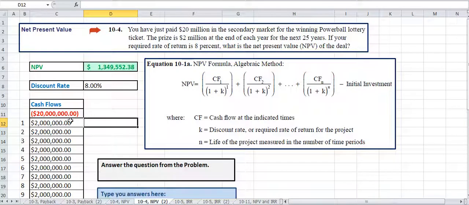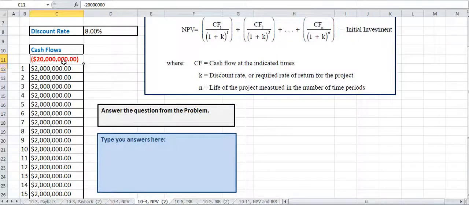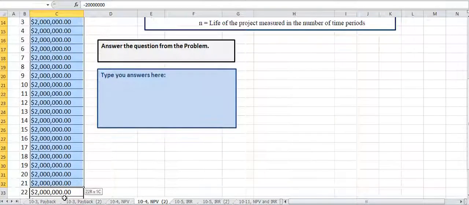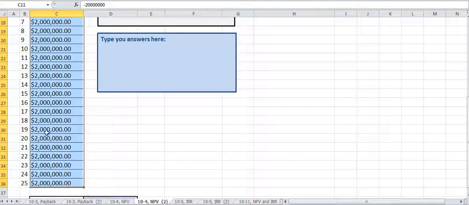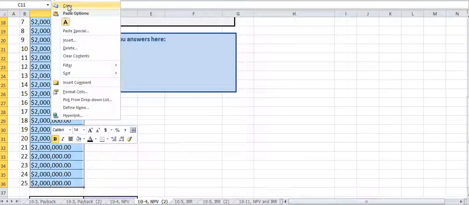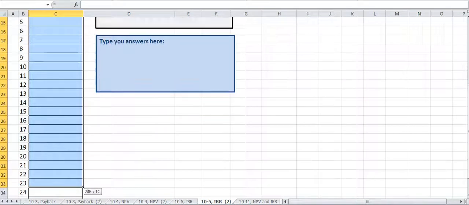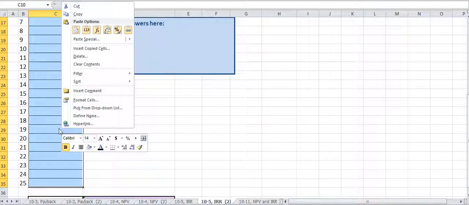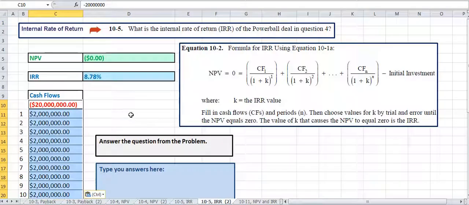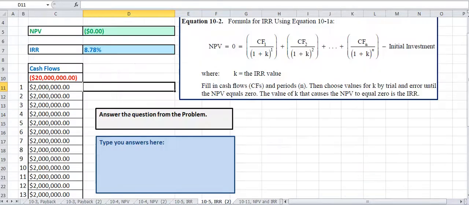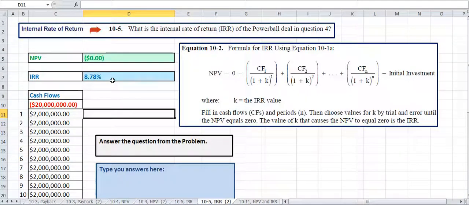So let's just do this quick. It's going to be the same cash flows, so I'm just going to copy this and put it right back here. And that's going to give us our cash flows. It's going to give us our internal rate of return, which just happens to be 8.78%, which is above our discount rate.